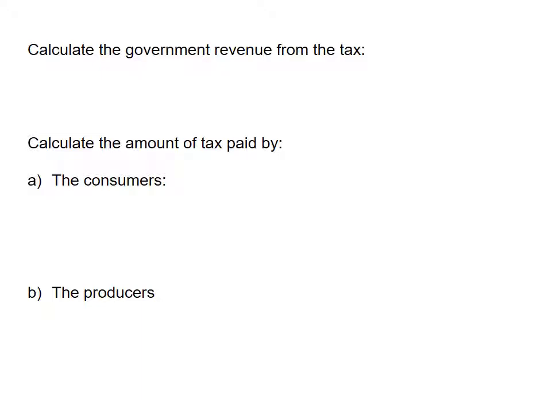We're asked, number one, to calculate the government revenue from the tax. So we know that the amount of tax is $1.50. We know that the new quantity sold is 1,000 units. And so the overall total revenue will end up being $1,500.